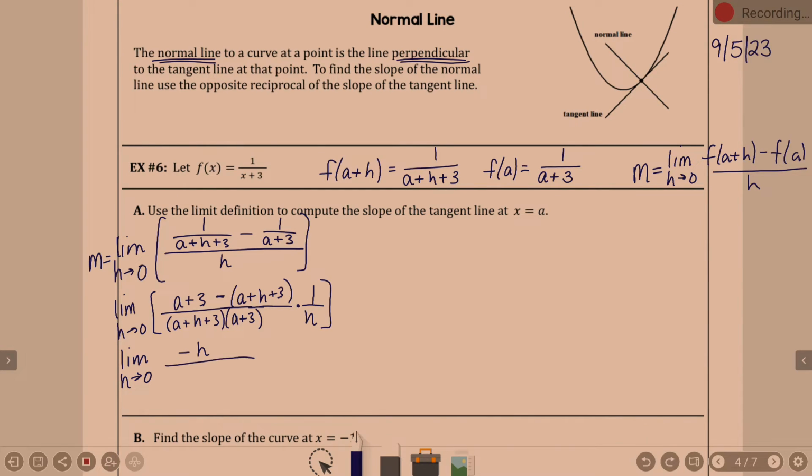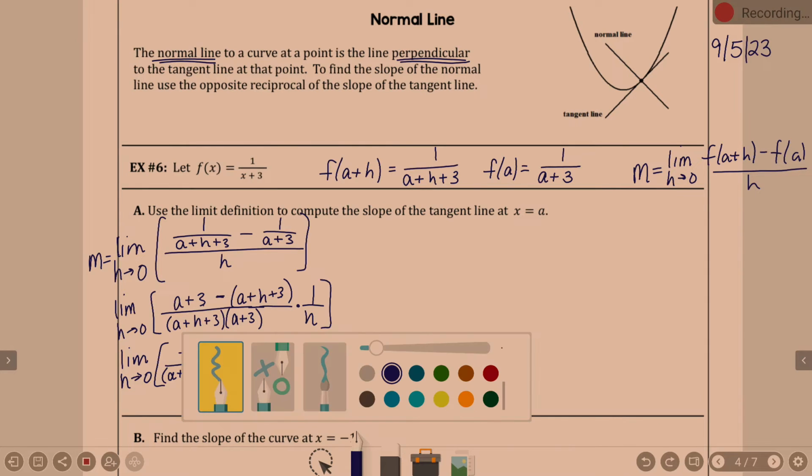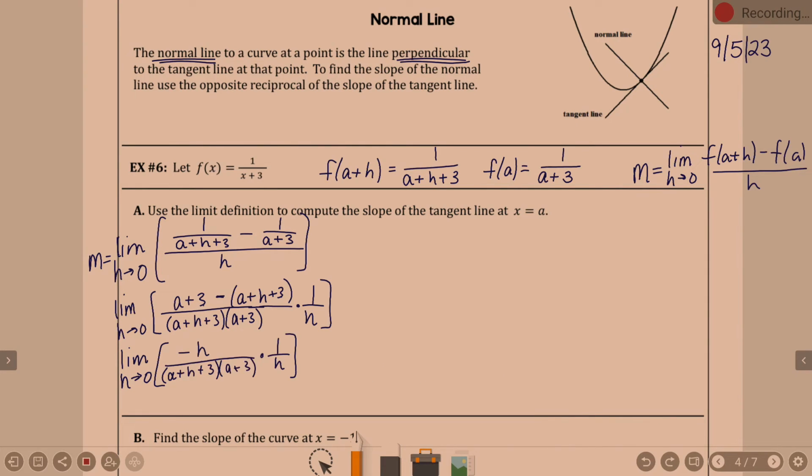Yes, I got that. Okay. Denominator is going to stay a plus h plus 3 times a plus 3. And then we still have times 1 over h. However, what do you notice? You can cancel out the h's. H's cancel. Now, officially, we do have a negative left on top that may or may not matter in the end.